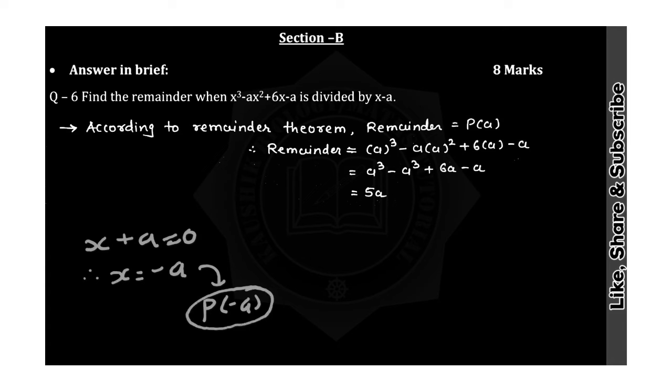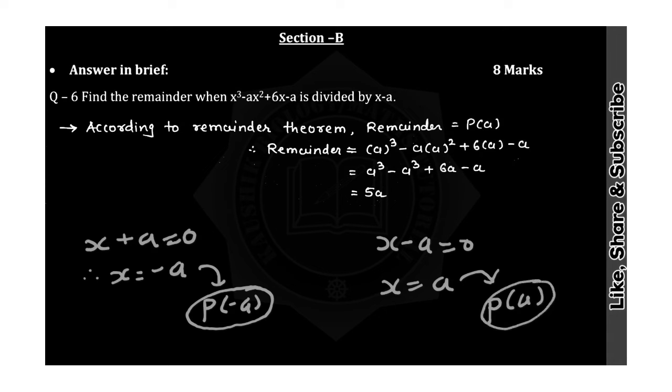But in this question, your linear polynomial is given x minus a, right? So take x minus a is equal to 0. So minus a goes to the opposite side, then it will be plus. So now when we put this value of x, that is a, in your polynomial, that is p of a, then that will be your remainder. And therefore, according to remainder theorem, your remainder is equal to p of a.